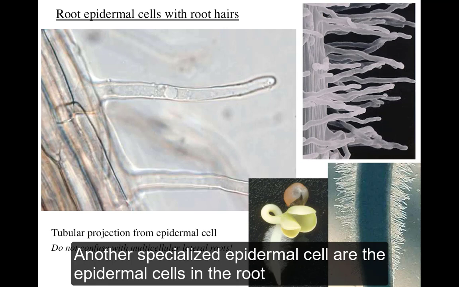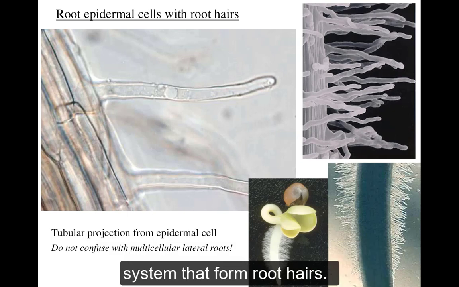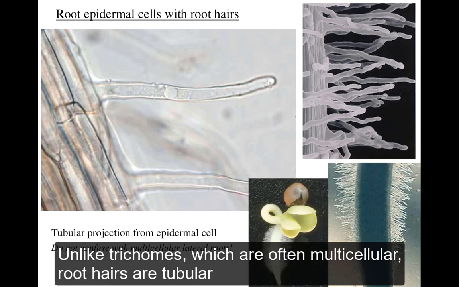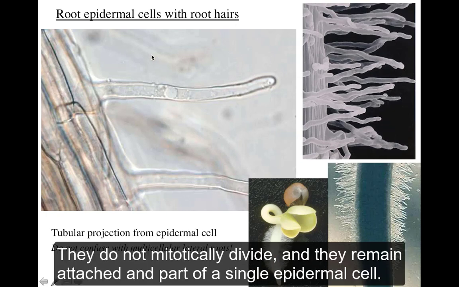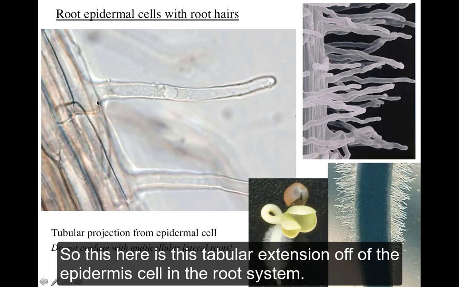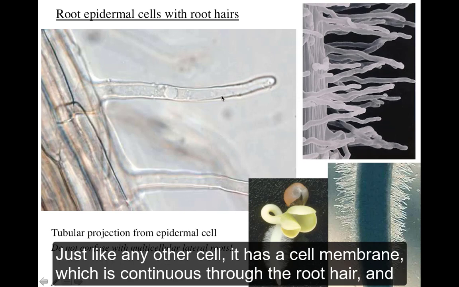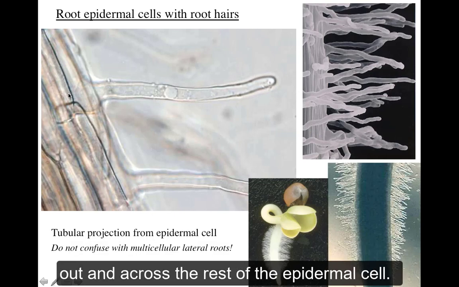Another specialized epidermal cell are the epidermal cells in the root system that form root hairs. Unlike trichomes, which are often multicellular, root hairs are tubular extensions of a single cell. They do not mitotically divide, and they remain attached and part of a single epidermal cell. So this here is this tubular extension off of the epidermis cell in the root system. Just like any other cell, it has a cell membrane, which is continuous through the root hair and out and across the rest of the epidermal cell.